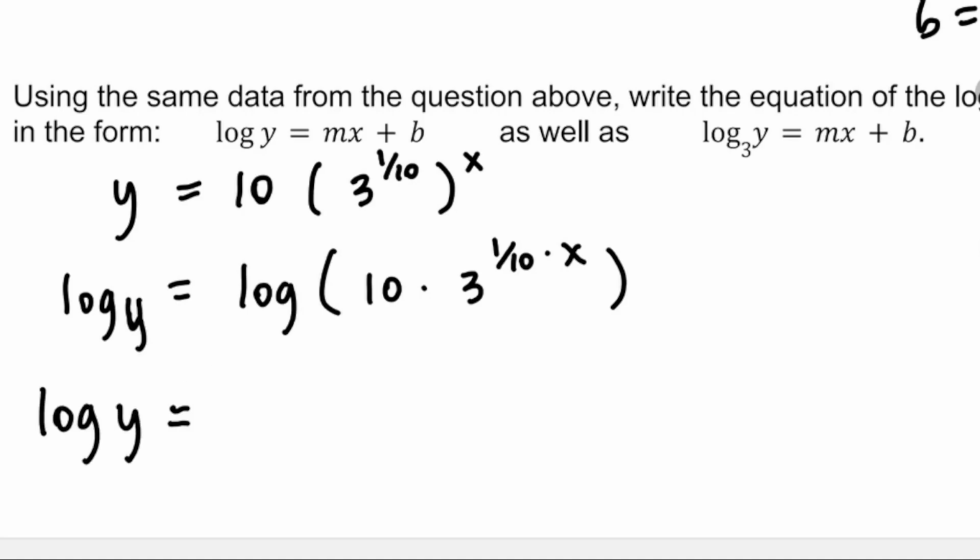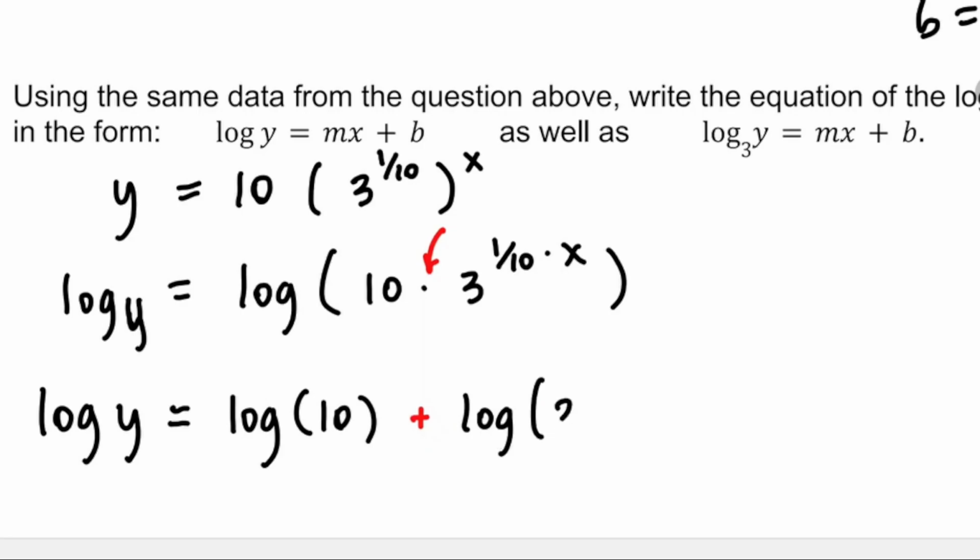I could probably make that look like it's the argument, not the base. We're going to split over this multiplication right here. That can turn into a plus, and then mx plus b. So log of 10, that's going to be 1, right? What exponent do I put on 10 to get 10? Plus base 10 log of 3 to the 1/10 x. But remember, we've got that power property as well, where we can swing that thing around the front.